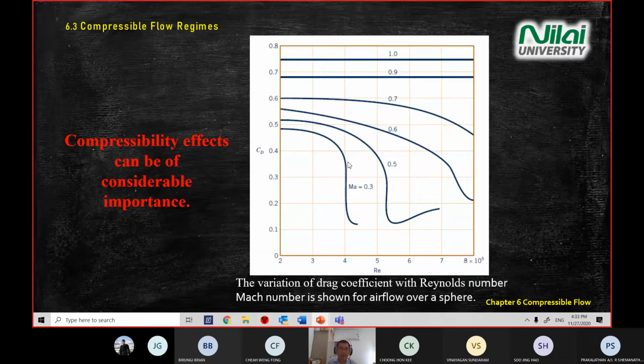Now, why do we show you this graph? It says that you can use a graph to determine the drag force on a sphere object. As long as you can calculate the Reynolds number, you can calculate the Mach number, and then from this chart you can extend to find the CD value.